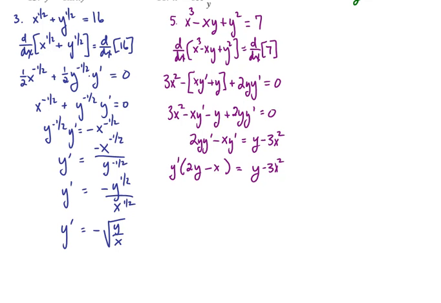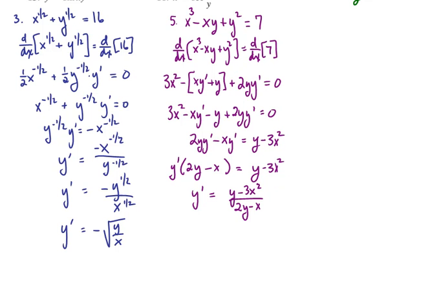Now when I divide both sides by 2y minus x, I end up with simply y prime is equal to y minus 3x squared divided by 2y minus x. Now you could get something that's a little bit different than that, but equivalent, just because of the way you deal with the negative signs in there. And I've done them in a particular way. So if you get an answer that's slightly different than that, you might want to consider whether or not it's the same but different because of the signs involved, or the way the signs are treated.